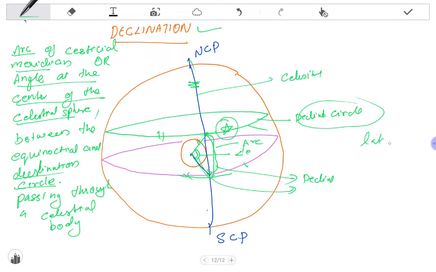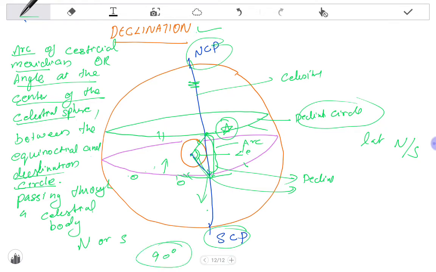Like latitudes we name north and south, declination is also named north or south. At the equinoctial it is 0; towards the north celestial pole, declination is marked as north, and towards the south celestial pole, the declination is marked as south. So at the equinoctial the declination value will be 0. As we go higher, the declination value will increase to a maximum of 90 degrees. So this is the definition of declination.